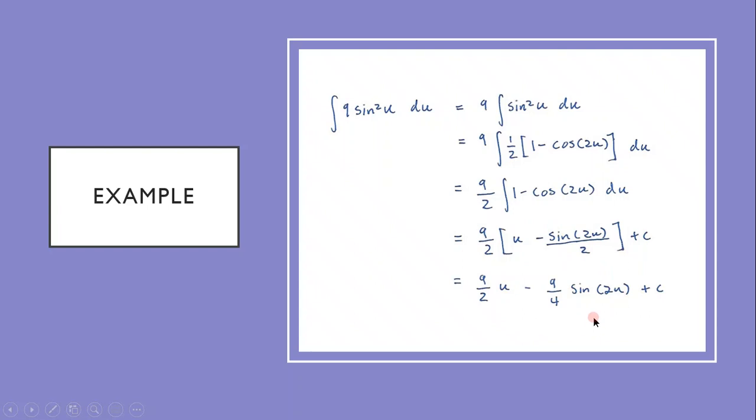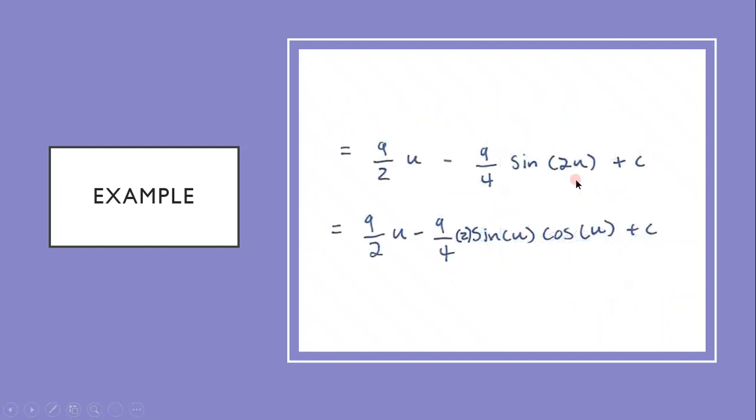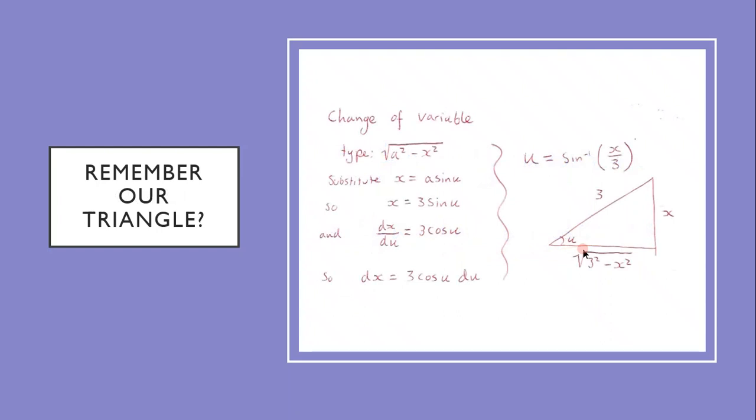Now, we can't substitute u back in because we don't know what sine 2u is. So we need to simplify that one further. Sine 2u is just 2 sine u cos u. So it's okay. But how do we get this back in terms of x? Well, remember at the beginning how I explained that we might get different trigonometric functions from what we started with, and we may need to use our triangle. Well, this is the case.